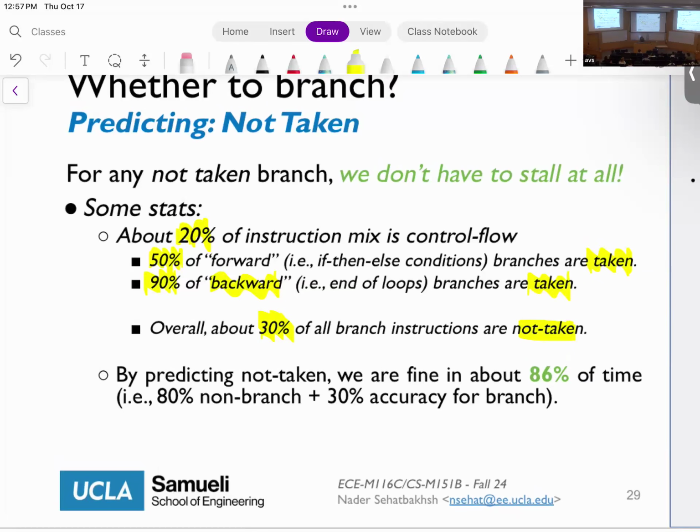Again, if you plug in the math, you will see that 86% of the time we are okay with the not taken approach. Why? Because 80% of instructions are not branch instructions. They are PC plus 4, PC plus 4, so we can continue as usual. Out of those 20% of instructions that are indeed branches, 30% of them are not taken. So 20% times 30% gives us 6%. So 80 plus 6, 86% of the time, we're going to have a not taken branch, and we are correct. And now the question is, for the 14% of the time that we are wrong, what should we do about it?